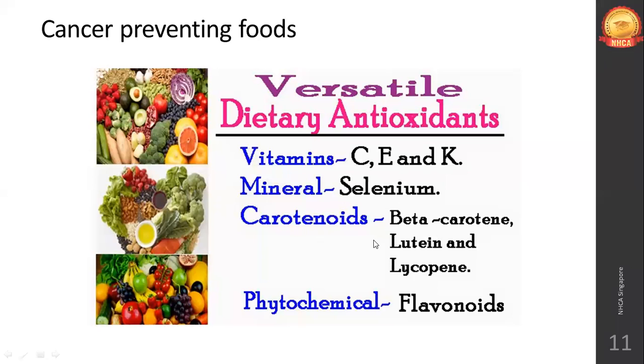Then coming to carotenoids, all your yellow and orange fruits and vegetables have carotenoids: beta carotene, lutein, and lycopene, which is present in tomatoes.